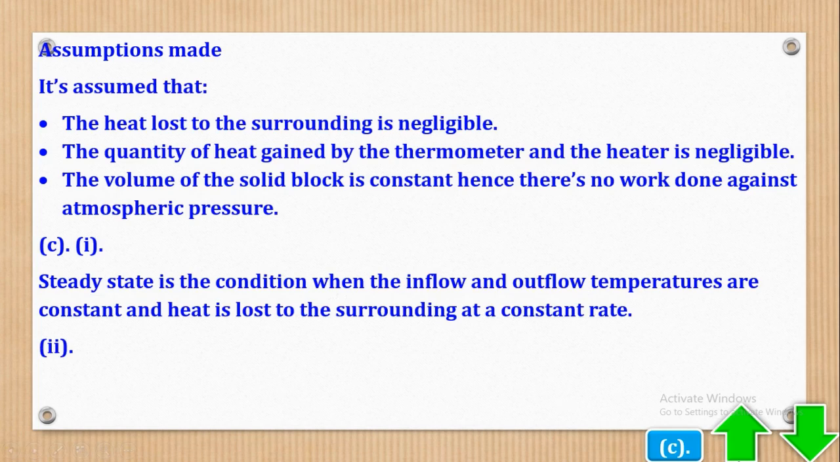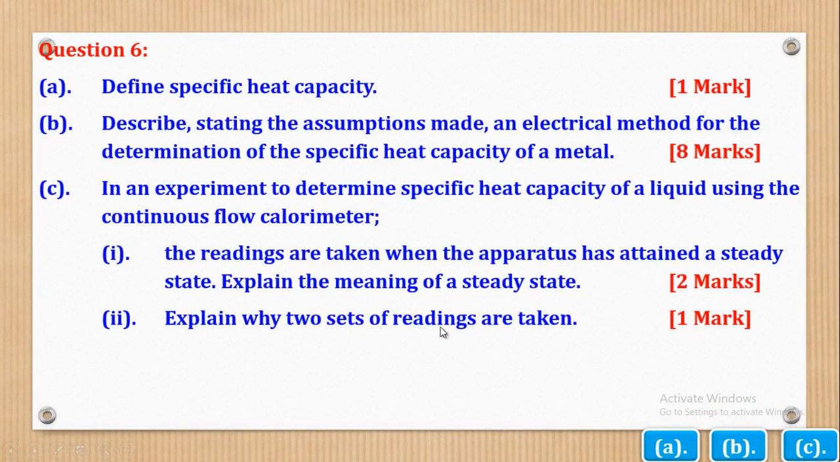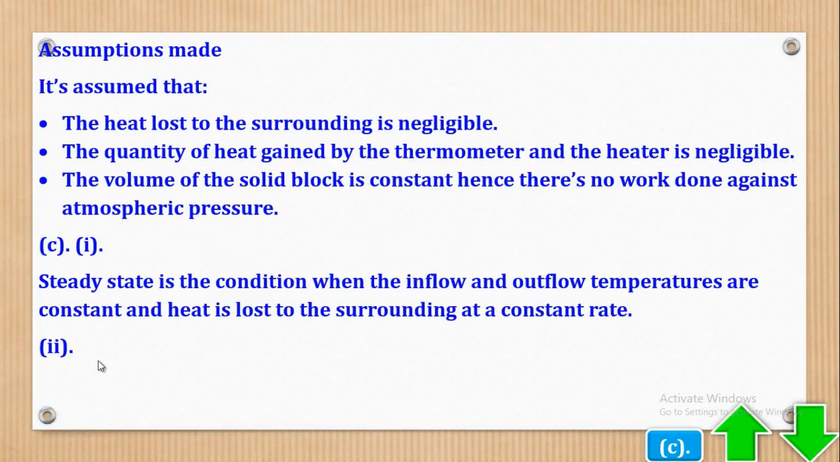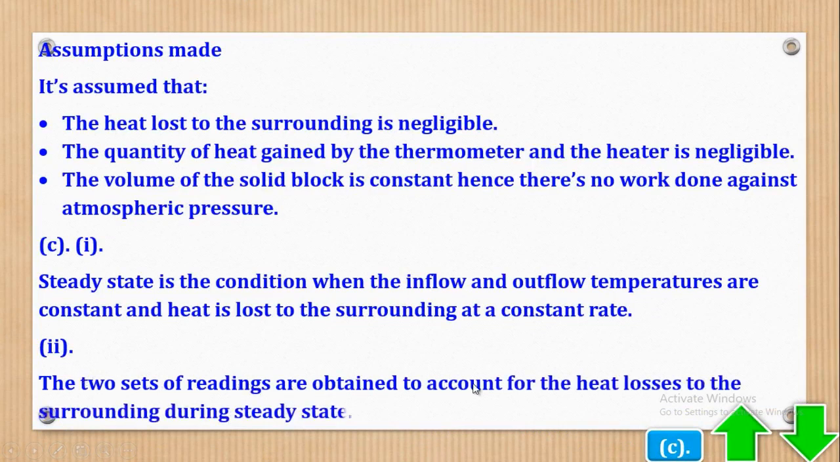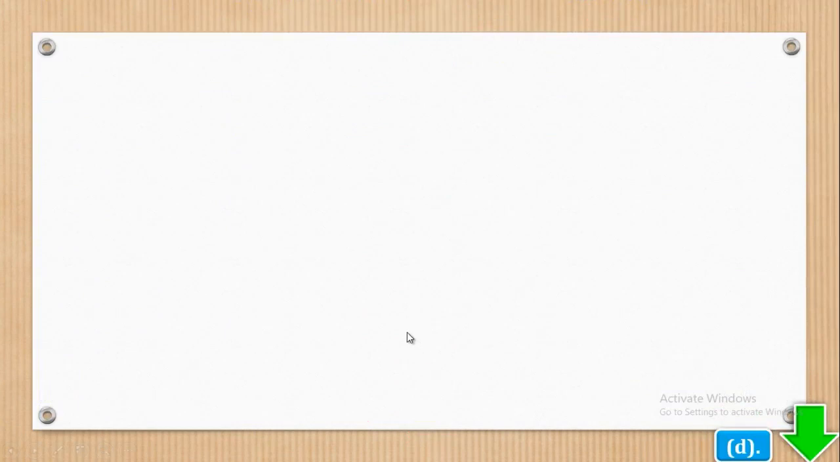What about Roman 2? Roman 2 says explain why two sets of readings are taken. So you come and say that the two sets of readings are taken to account for the heat losses to the surrounding during steady state. So that is how marks would be awarded. So now we shall go to part D.